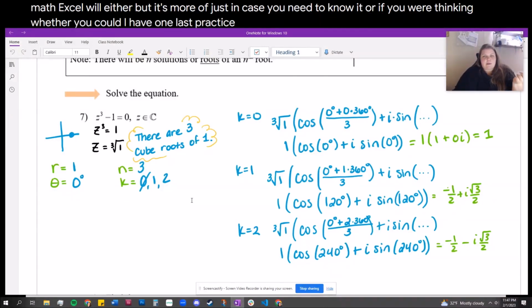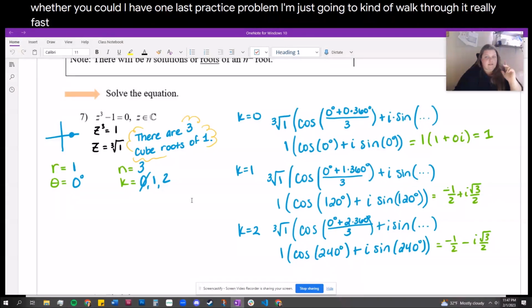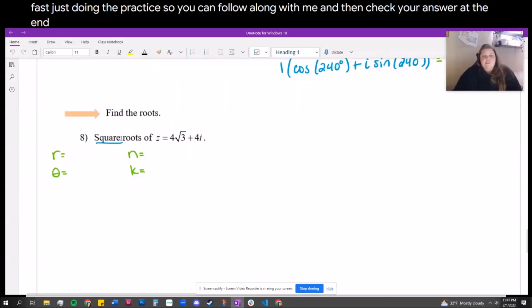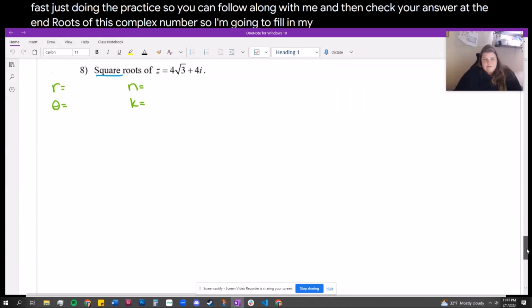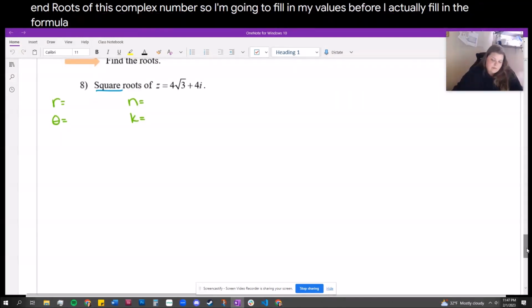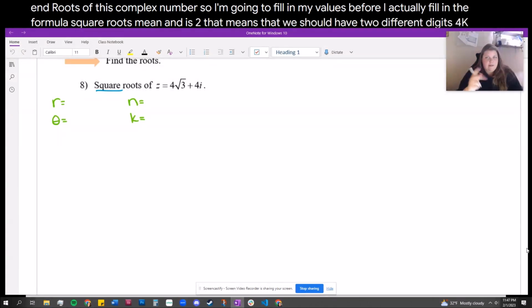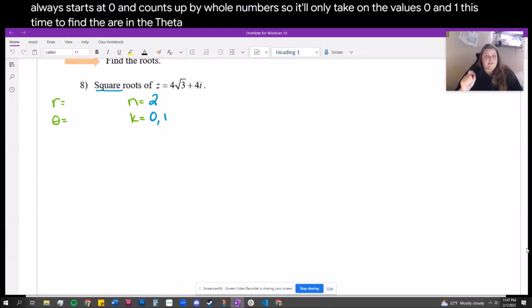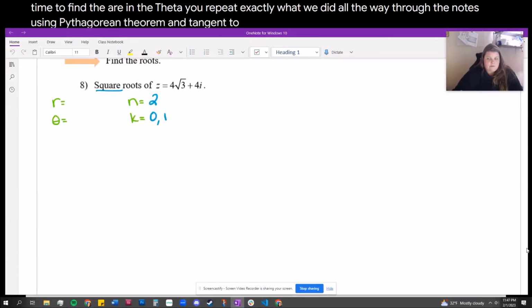I have one last practice problem. I'm just going to walk through it really fast, just doing the practice so you can follow along with me and then check your answer at the end. This one is asking for the square roots of this complex number. So I'm going to fill in my values before I actually fill in the formula. Square roots mean n is 2. That means that we should have 2 different digits for k. It always starts at 0 and counts up by whole numbers. So it'll only take on the values 0 and 1 this time. To find the r and the theta, you repeat exactly what we did all the way through the notes, using the Pythagorean theorem and tangent to find those values.